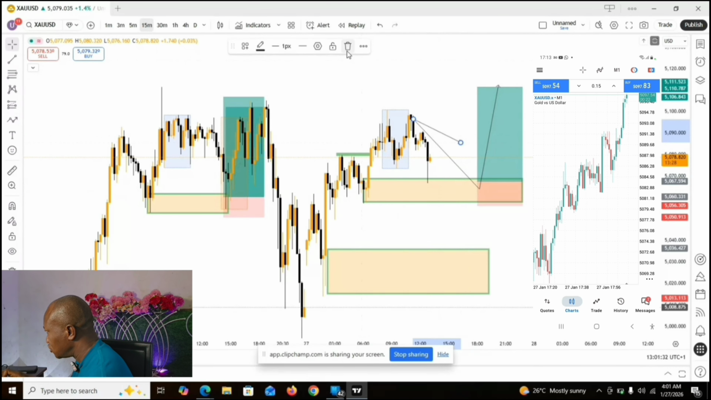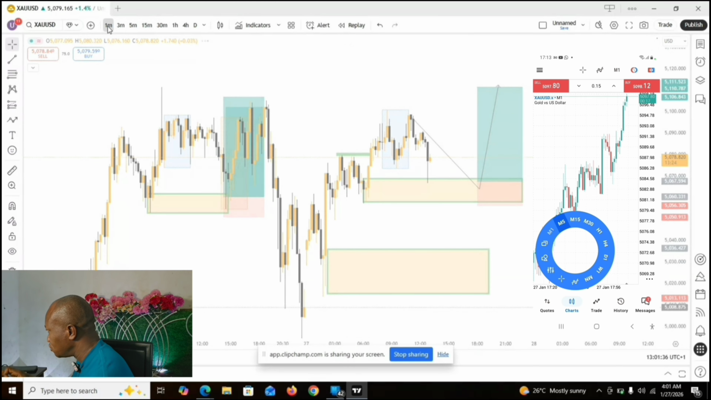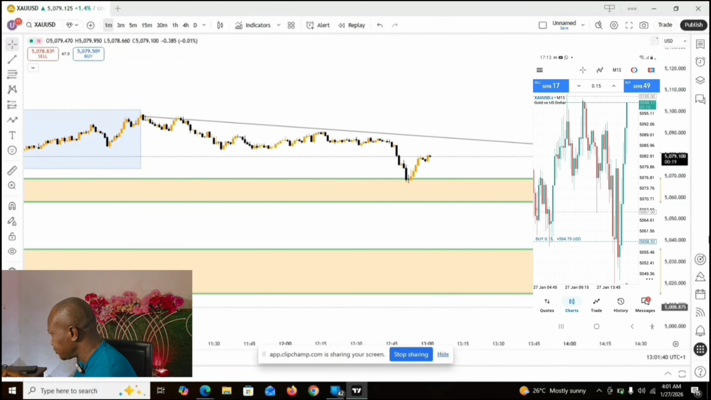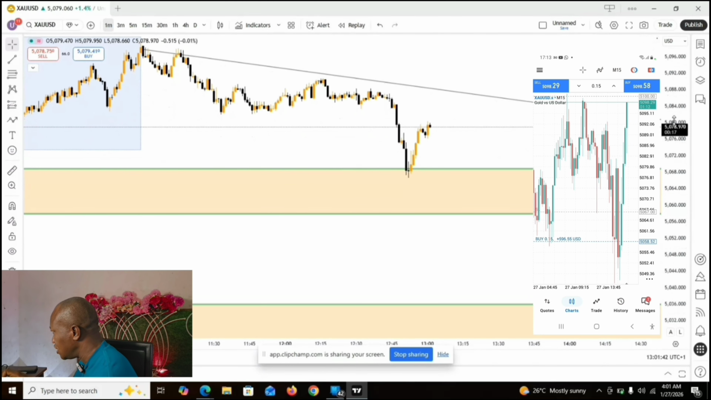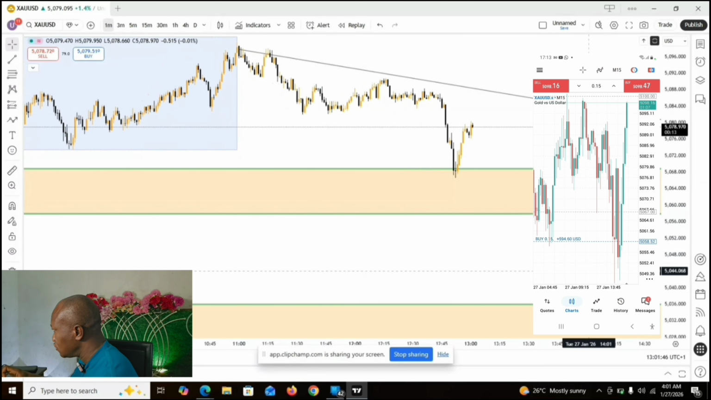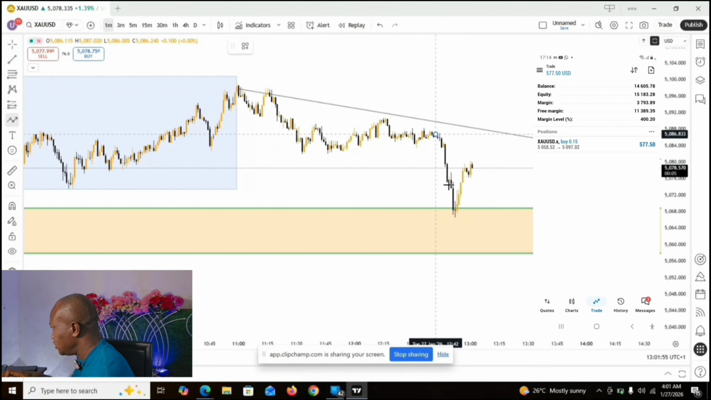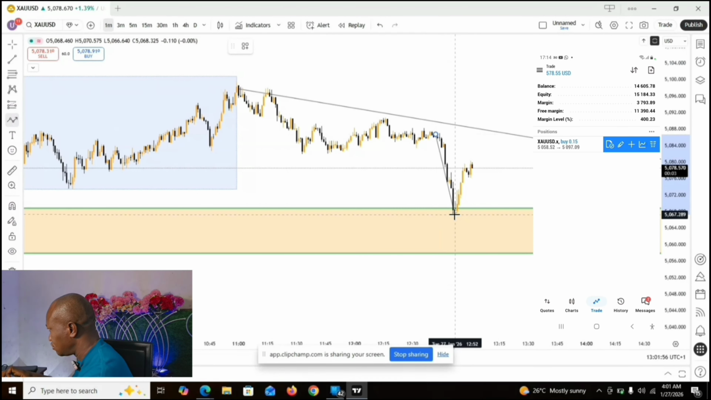So let's go to the 1 minute time frame and look at it. Okay, this is the 1 minute time frame. You can see the price, there was no hesitation, there was no drawdown. Price just came in, tapped into the zone and started flying away.